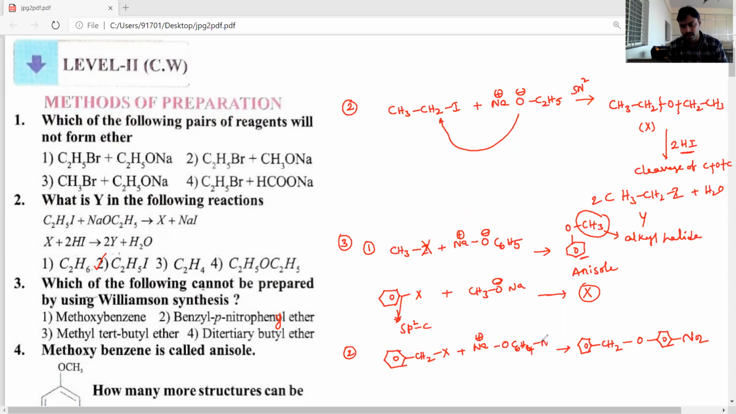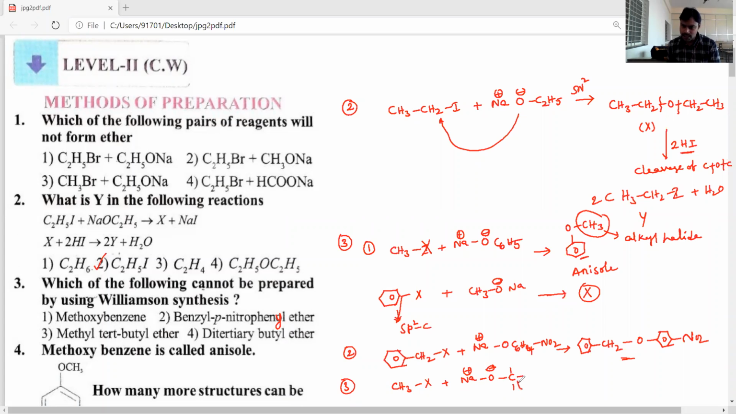C6H5 bond C6H4 bond NO2, para-nitro sodium phenoxide, then produces the corresponding product. Now the third one is methyl tertiary butyl ether. Methyl means the methyl group should come from methyl chloride or methyl halides, and Na plus O. This is tertiary, sodium tertiary butoxide. Already I said in the first question, in the general equation, the R dash group should be primary, secondary or tertiary.